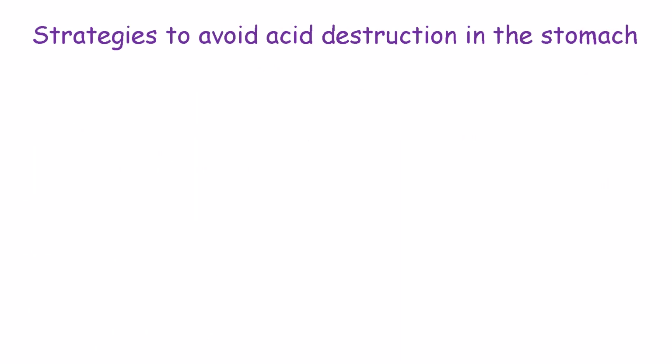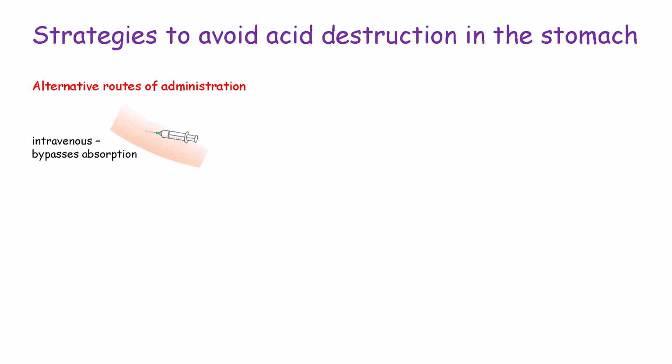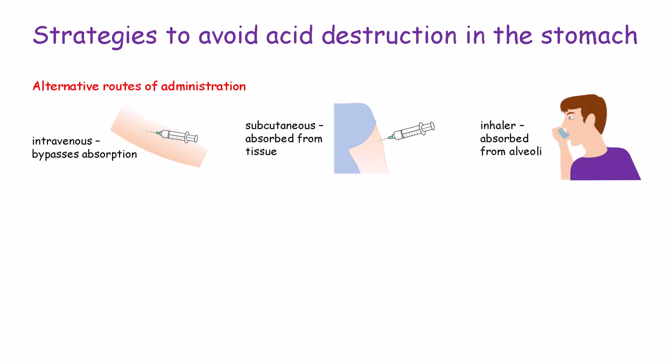Several pharmaceutical strategies protect drugs from stomach pH. One approach is to avoid the stomach altogether by administering the drug via an alternative route. Drugs given by intravenous injection go straight into the bloodstream and avoid absorption altogether. Drugs delivered by subcutaneous injection are gradually absorbed from the tissue via local capillaries. Drugs can also be inhaled into the lungs, from where they are absorbed via capillaries next to alveoli.